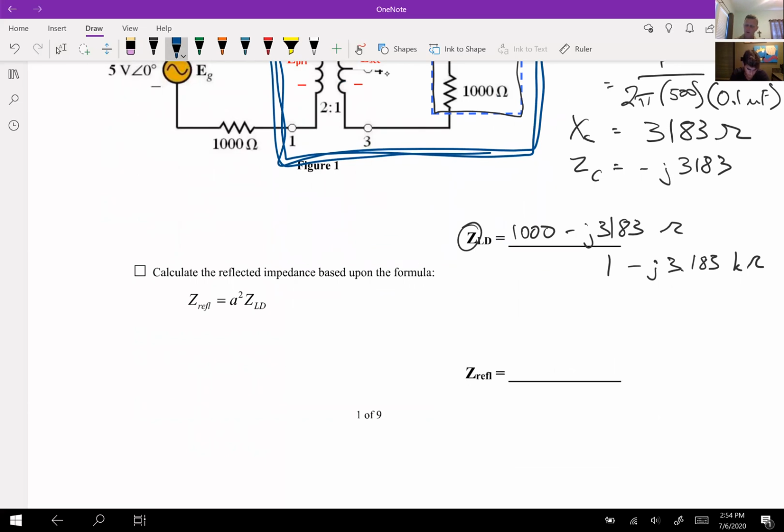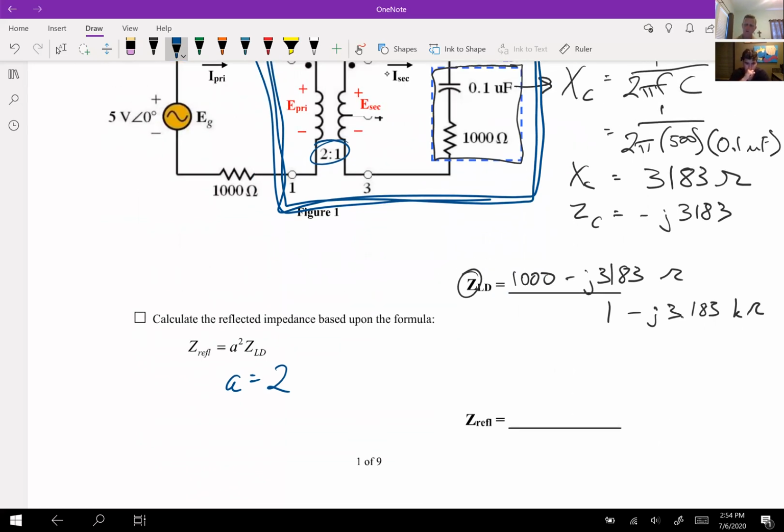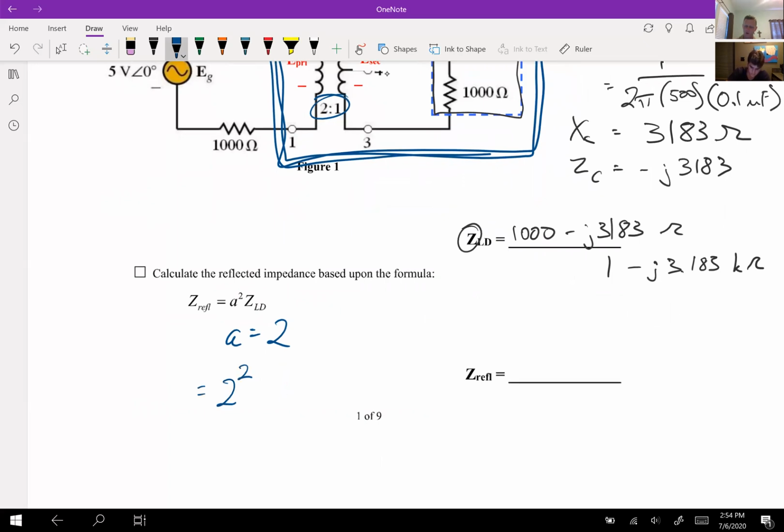The A is right there, 2 to 1. So A is 2. If it said 1 to 2, that A would be 1/2. It's the turns ratio, telling us the number of coils inside of these. This goes from 2 to 1, so there's twice as many coils on the left as there are on the right. That also means there's twice as much voltage on the left side as there is on the right. So A is 2, we take this formula, A squared, 2 squared, times 1,000 minus J 3183, and I get 4,000 minus J 12,732, and that's all ohms.